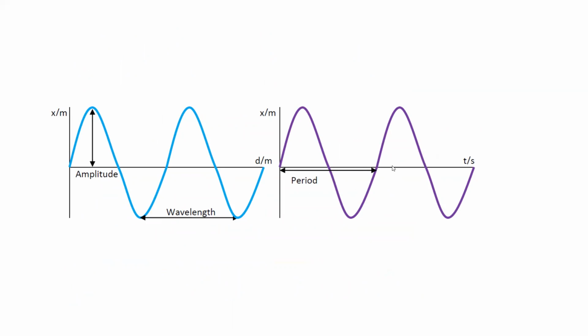If the x-axis is time, then it will be a time period. If the x-axis is distance, then it will be a wavelength.